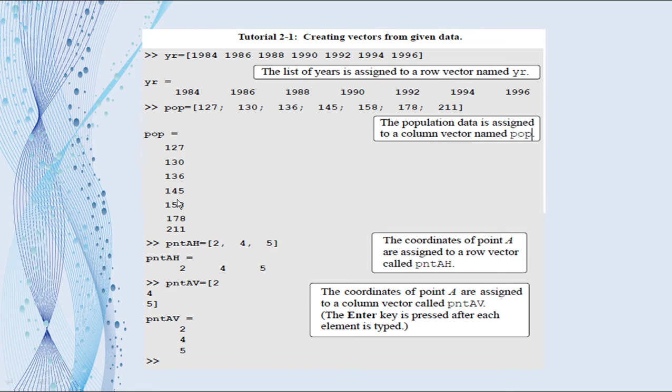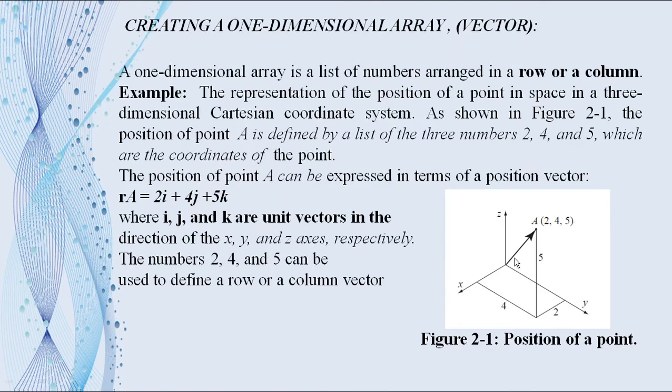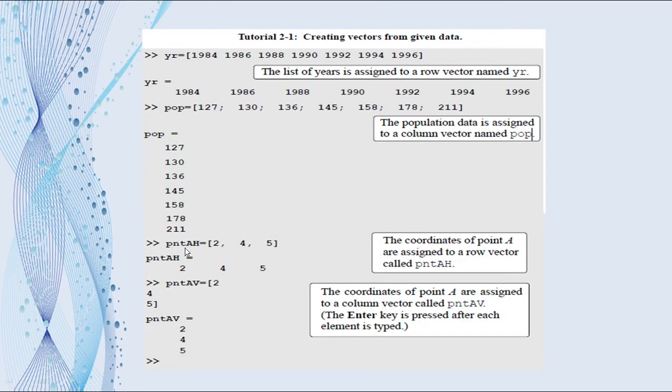In order to enter a column, consider the diagrammatic example: typing 2, 4, 5 in terms of a row. How to do that? Point A horizontal: using a comma without a space gives me a row. So point A horizontal is equal to 2 comma 4 comma 5, which gives 2 4 5 row wise.